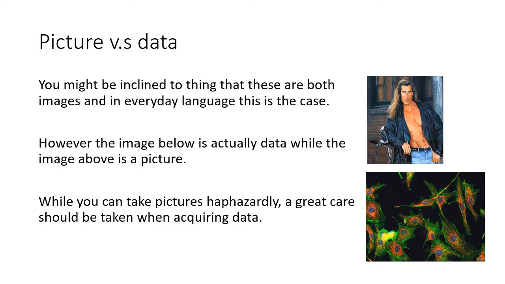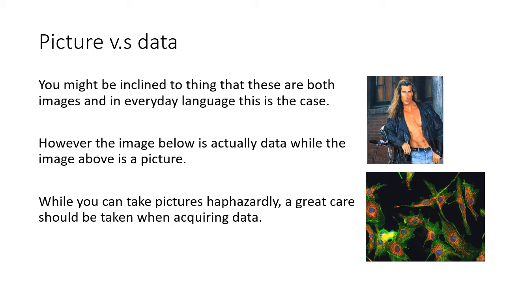You might be inclined to think that there's no difference between the image of Fabio and the image of cells. They are both called images in everyday language. However, the image of the cells is data. It's a measurement. And as nice as Fabio might look, he is not data, nor is he a measurement. He's just a picture. And while you can snap pictures with your phones as freely as you want, you should really take great care when you are acquiring data.